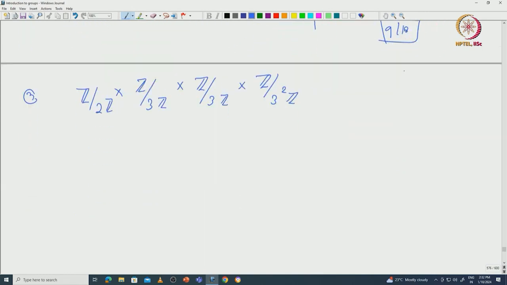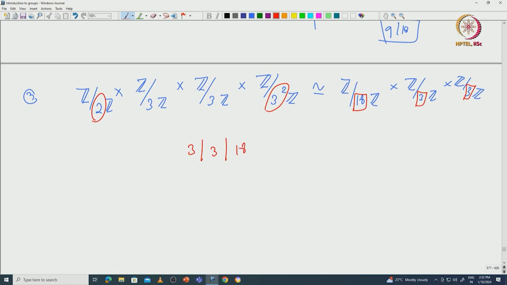But now if you take this particular example, to get such a version, you have to take the highest power of this 3 and combine it with 2, because 2 and 3 square are relatively prime. So you are able to combine these two. Then if you combine them, what do you get? You get exactly Z modulo 18Z as before, and then cross Z modulo 3Z cross Z modulo 3Z. So basically you have written it as 3 tuples, 18, 3 and 3. But 3 divides 3 and 3 divides 18. So you have written it in this form.